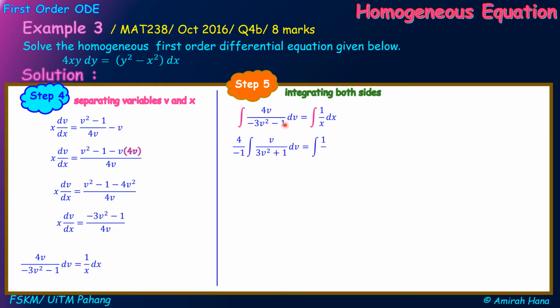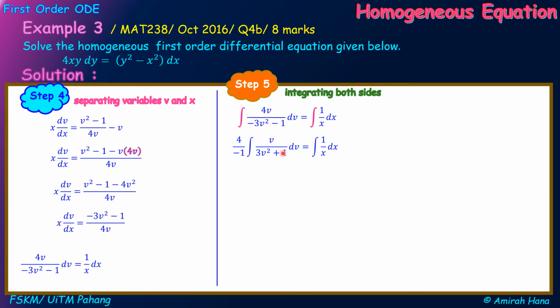Okay, from here, we can integrate using this method. We can move out constant 4. And then from the negative sign in the denominator, we can factorize negative 1. So the denominator becomes positive 3v squared plus 1.